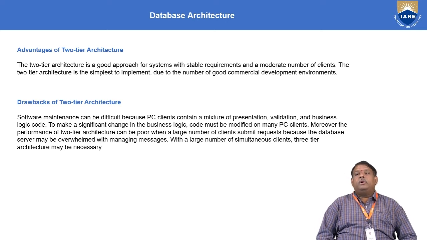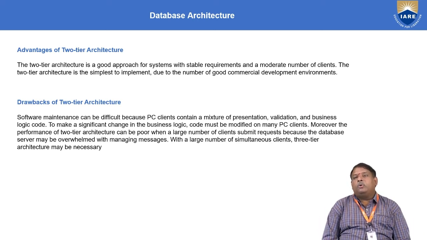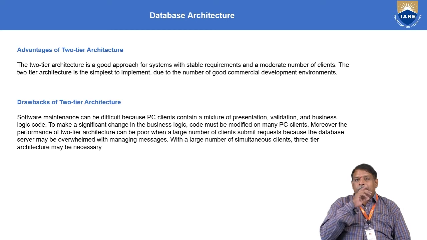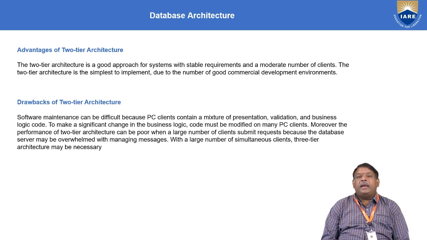See, when there is a larger number of clients and you have to change the code at the front end, you have to modify it in many places. And when there are more clients, your database server will choke because it will have to manage all these client requests. So we have to go to the three-tier architecture.